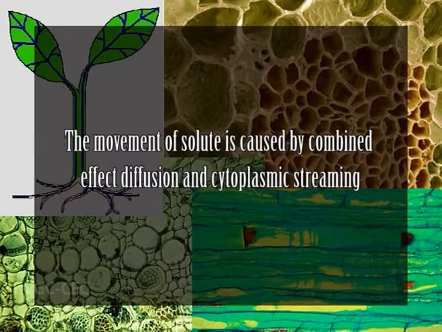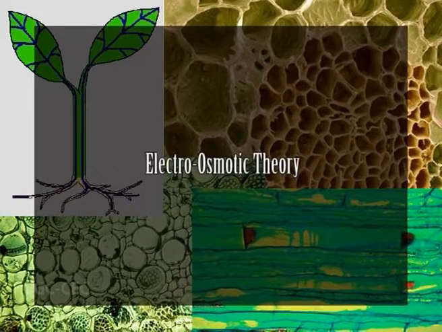According to this theory, the movement of solute is caused by the combined effect of diffusion and cytoplasmic streaming. Diffusion occurs from one sieve tube to another sieve tube across the porous sieve plate. By cytoplasmic streaming, solutes move by up and down movement from one end of the sieve to the other end. The process continues to transport solute for a very little distance and is comparable to cyclosis, but its magnitude is very low. Now, electroosmotic theory.